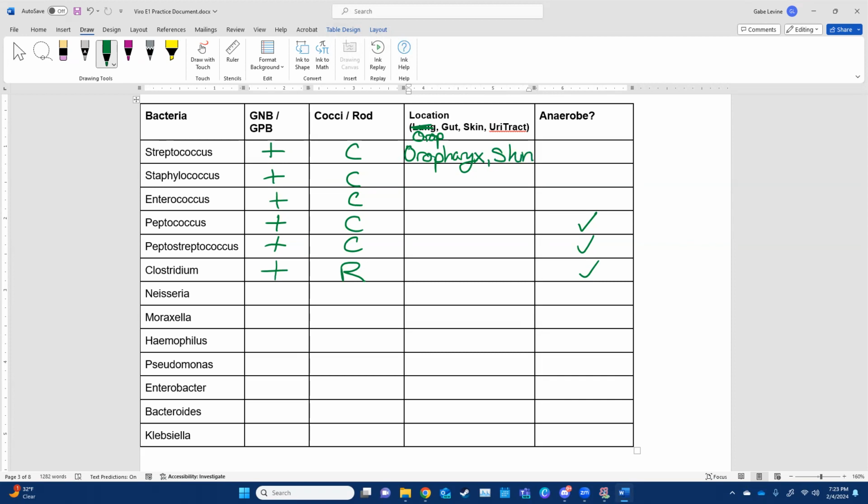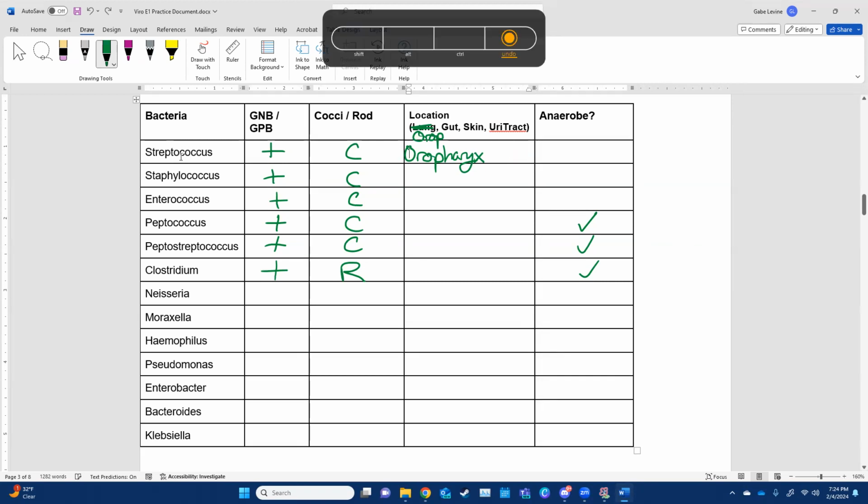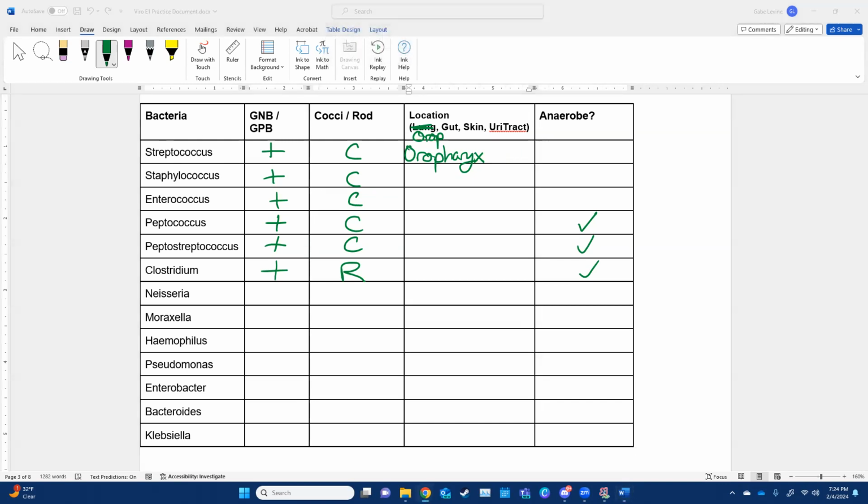Staph epidermidis, right? Epidermis, skin. Yeah, strep. Oh, you are right. My bad. I literally just said staph, didn't I? Not paying attention. All right. Staph then is oropharynx and skin.